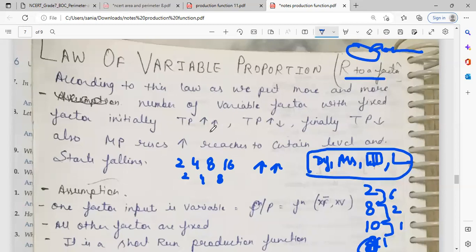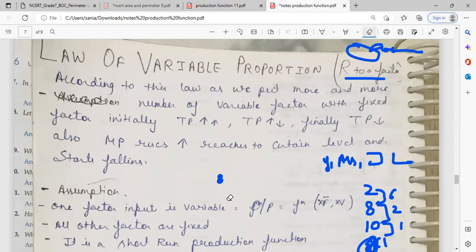This is the relationship. And also MP rises. MP will keep on increasing till it reaches a certain level, and after that, it will start falling. Clear? So this is the law of variable proportion.